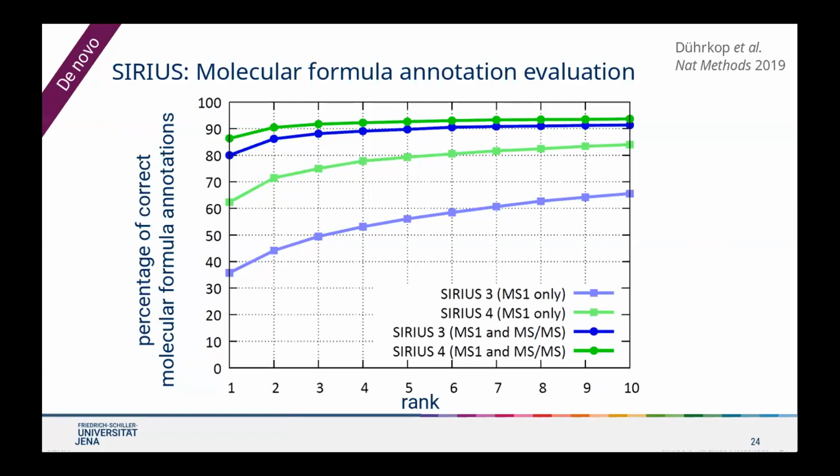And here's just some brief evaluation. The currently implemented version uses the top green method, which we have had since Sirius 4, and since then this has not changed much. And you see, you will get almost 90% of the formulas in the top 2.